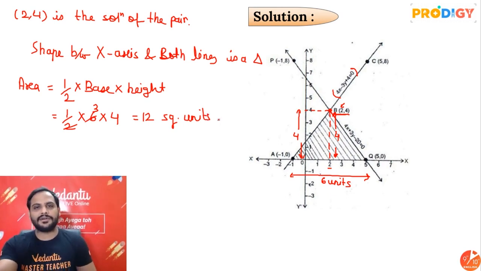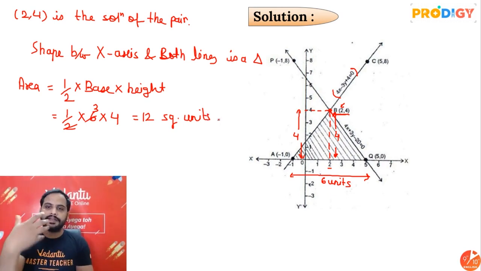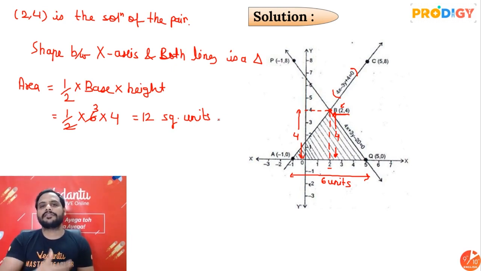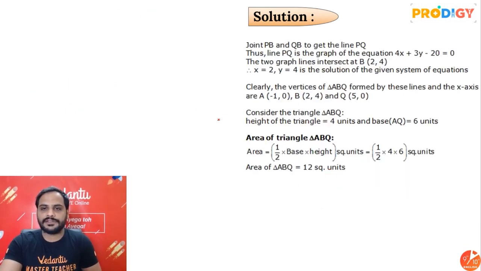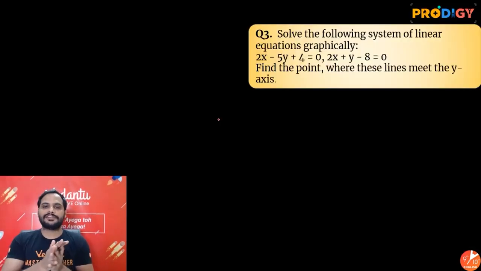So whenever they ask to find out the area, just draw the graph and think how we can find out the area. If it is a triangle, half into base into height we have to take. Alright, so this is how this question will be done. Next question, let's go for the next question.